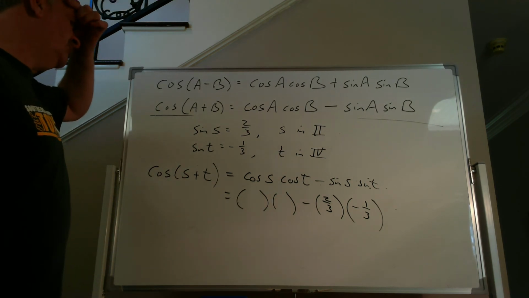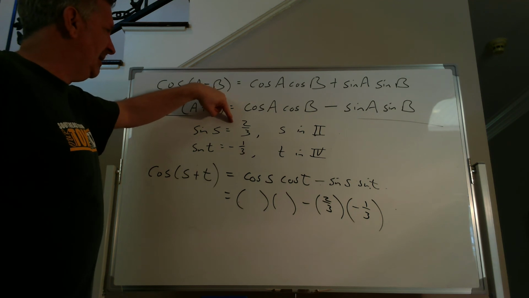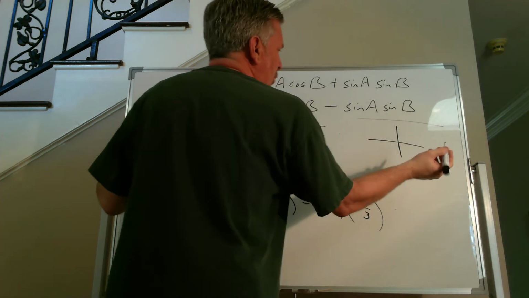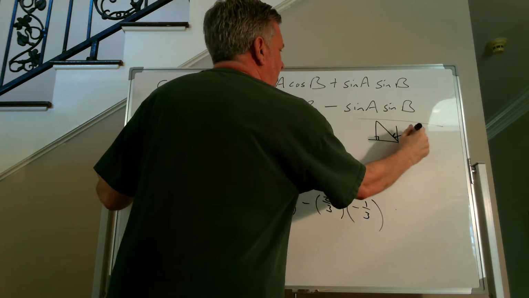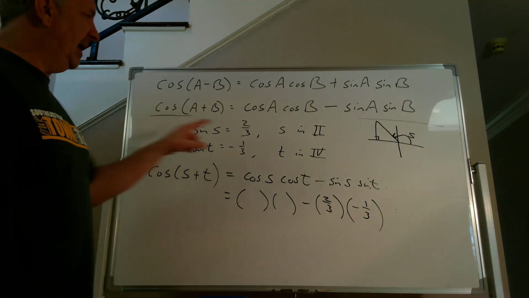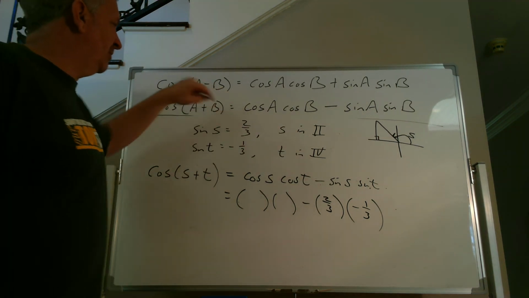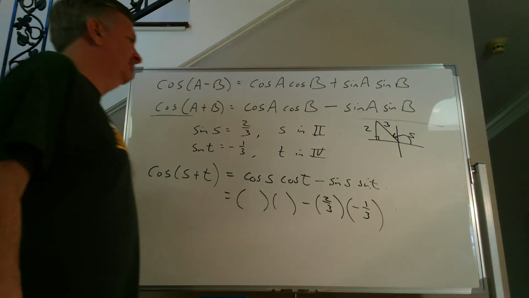Well, we can do this by drawing some pictures, can't we? Let's draw a picture of S and draw a picture for T. So S is in the second quadrant. Again, I don't know the rotation. I just like putting something in. So there's a possibility for angle S. S is in the second quadrant. Sine of S is 2/3. So sine is y over r, or opposite over hypotenuse.